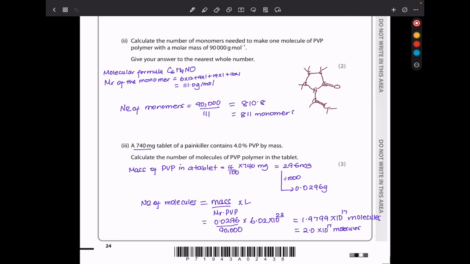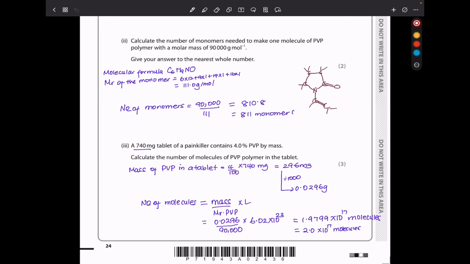A 740 milligram tablet of a painkiller contains 4% PVP by mass. Calculate the number of molecules of PVP polymer in the tablet. The mass of PVP in the tablet is going to be 4 divided by 100 times the total mass of the tablet, which is going to be 29.6 milligrams. If we divide this by 1000, we convert it to grams, which is 0.0296 grams.